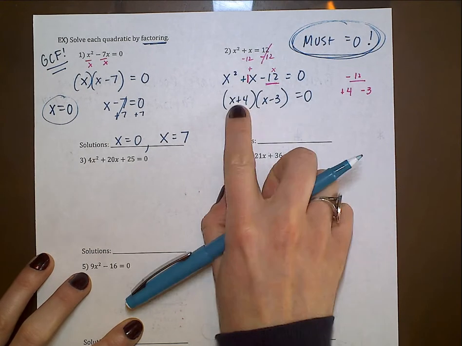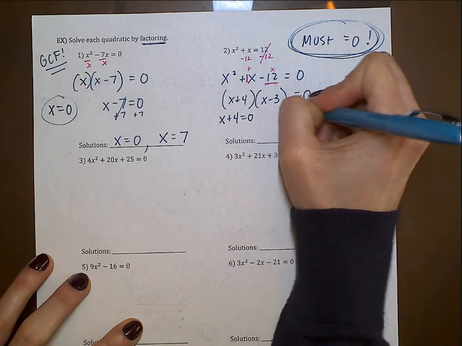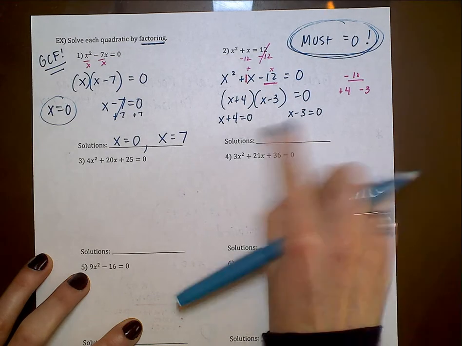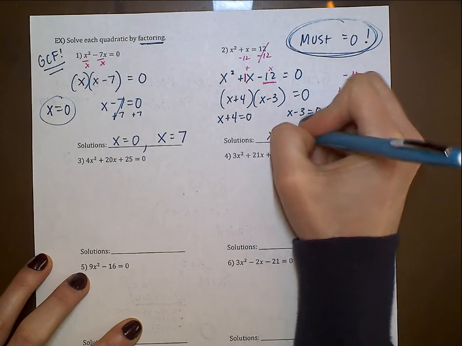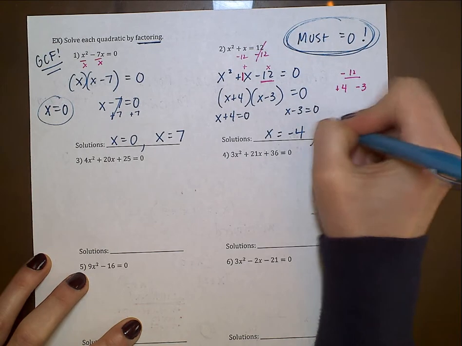So x plus 4 could equal 0, or it could be the x minus 3 that's equaling 0. Then you got to get x by itself in both of these. The signs will switch, so it's actually going to be negative 4 is one solution, and positive 3 is one solution.